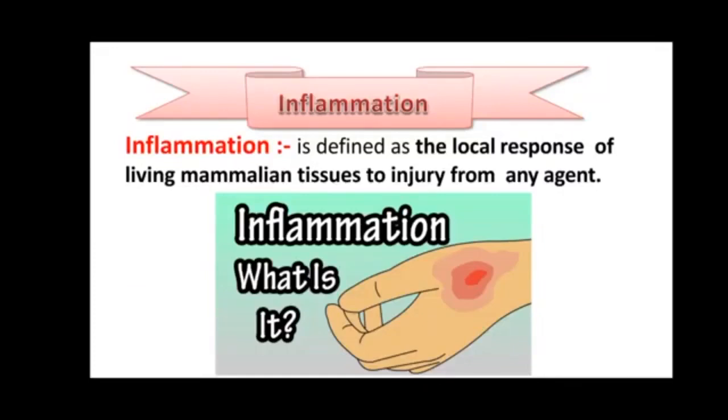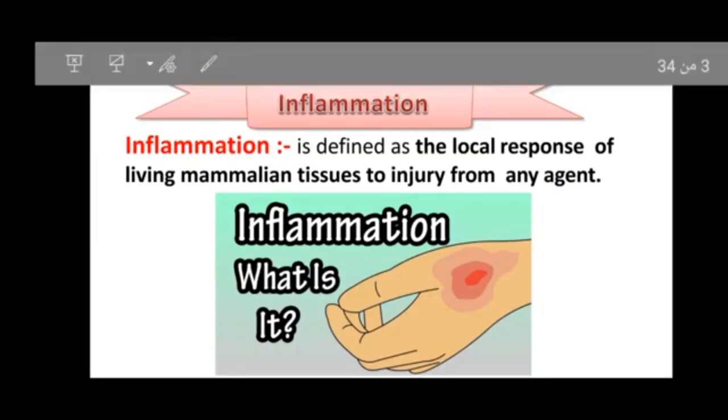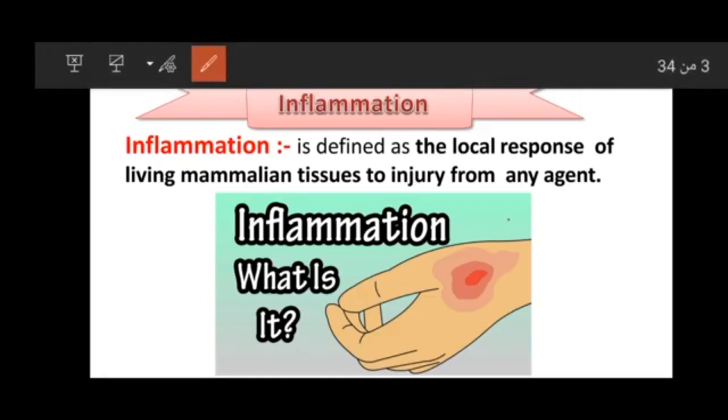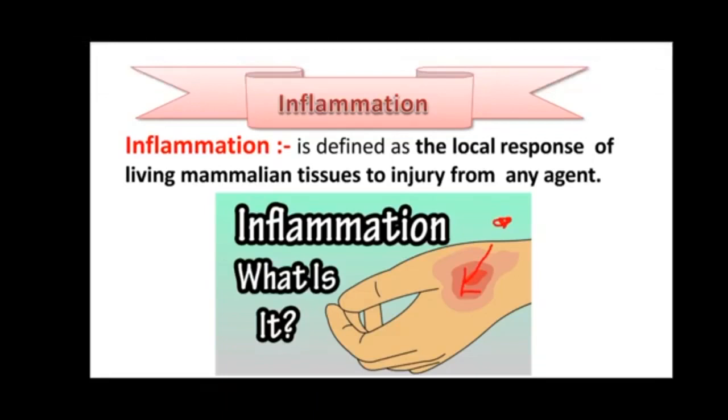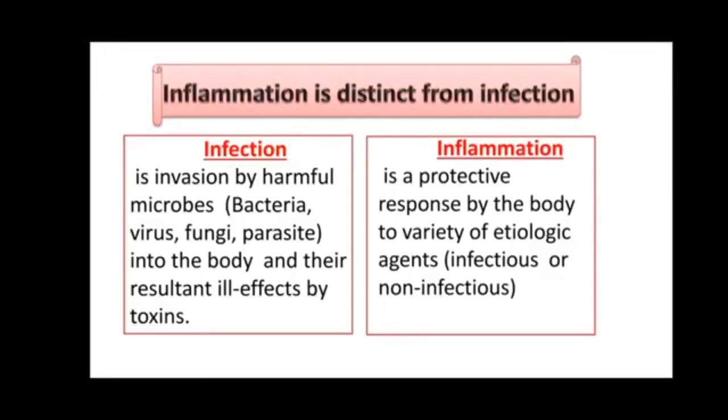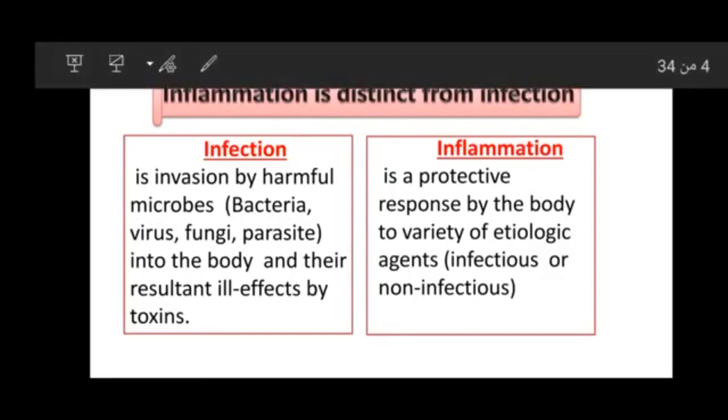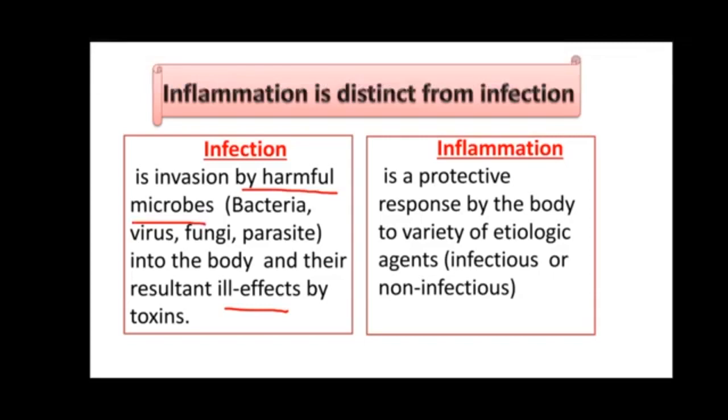Inflammation is defined as the local response of living mammalian tissue to injury from any agent. But you must know that when any injurious agent, such as bacteria, virus, fungus, parasite, or anything, enters the human body, it will cause infection. So you must distinguish inflammation from infection. Infection is the ill effect caused by harmful microbes. These microbes may be bacteria, virus, fungi, parasite, or anything. How the body prevents and responds to this injurious agent is inflammation.